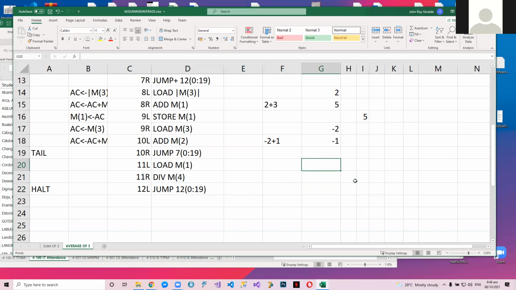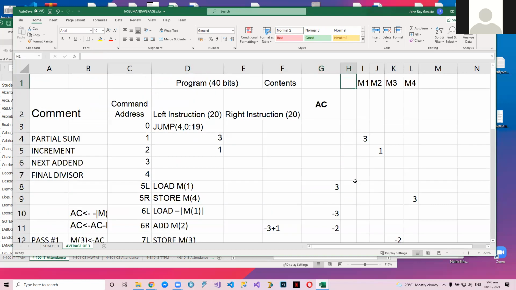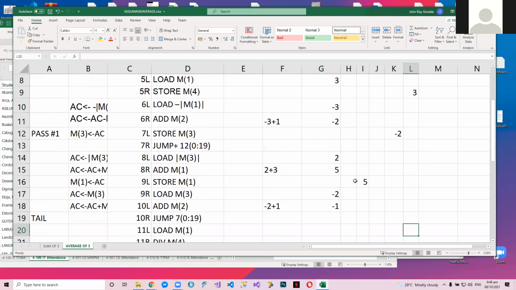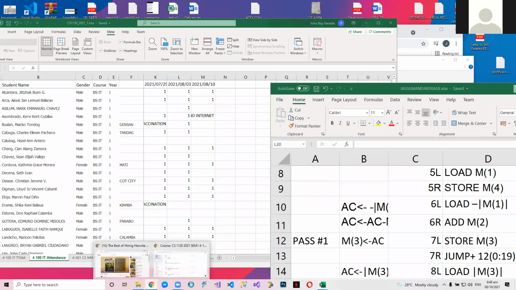Okay, any questions? I'm not going to trace this anymore. I'm just going to upload this to our website, no? Anyway, it's clear. We don't go back there. We load M1 because M1 is our final answer, our final sum. And then we divide it with M4, which is our final divisor, which we saved initially at the beginning. I hope it's clear, so that we don't waste time tracing it all over again. Anyway, what I'm going to do is update the site because there's a slight mistake.